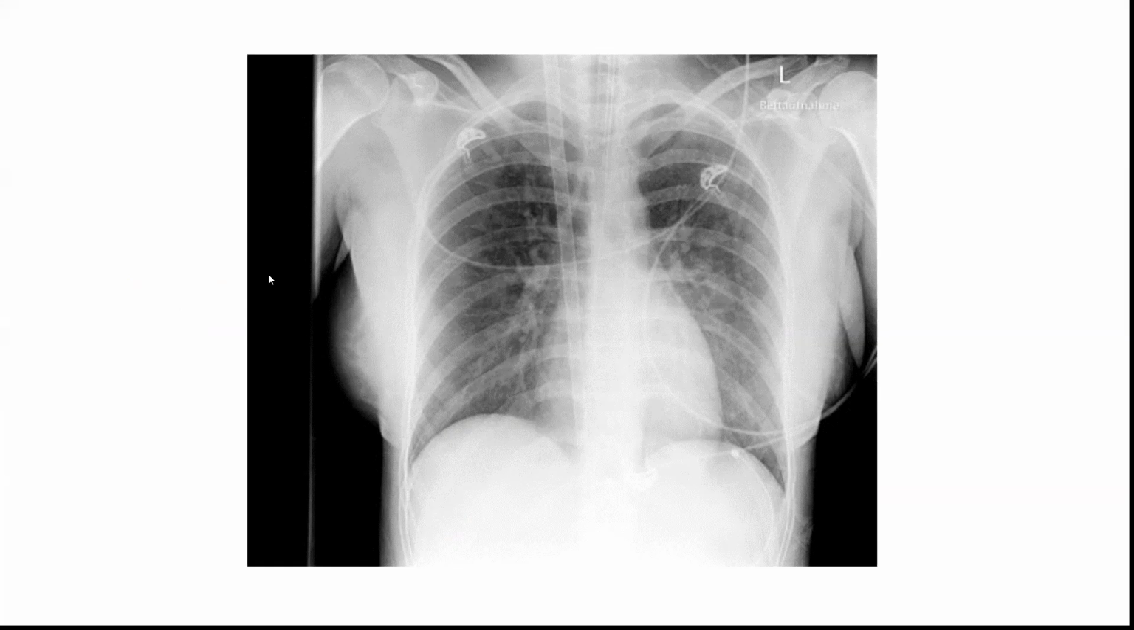And this is how the bicaval will appear. So you see it goes all the way down through the SVC, through the RA into the IVC.